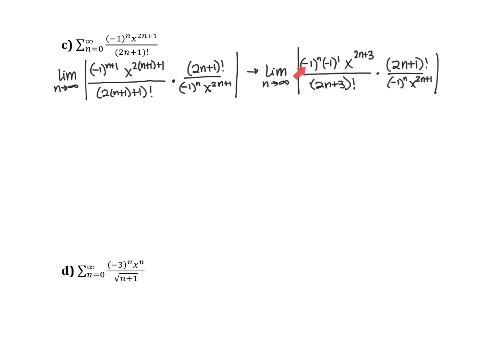Okay, cleaning this up just a little bit, I get negative 1 to the n, negative 1 to the 1, x to the 2n plus 3 when I combine all the like terms over here.